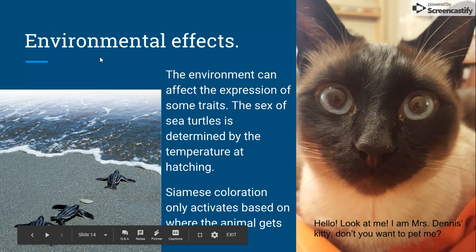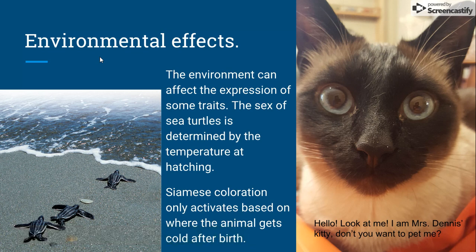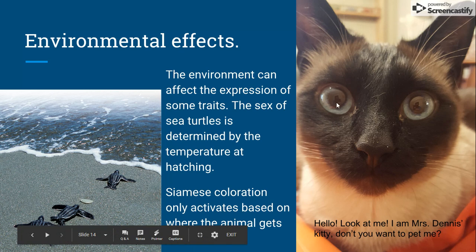And then finally, environmental effects. This is sometimes referred to as epigenetics. The environment can affect expression in lots of different organisms. In sea turtles, the sex is determined by the temperature of the sand at hatching. They inherit the genetic information for both sets of reproductive organs, but only turn on a set based on the temperature when they hatch. Or Siamese coloration, this is my kitty.